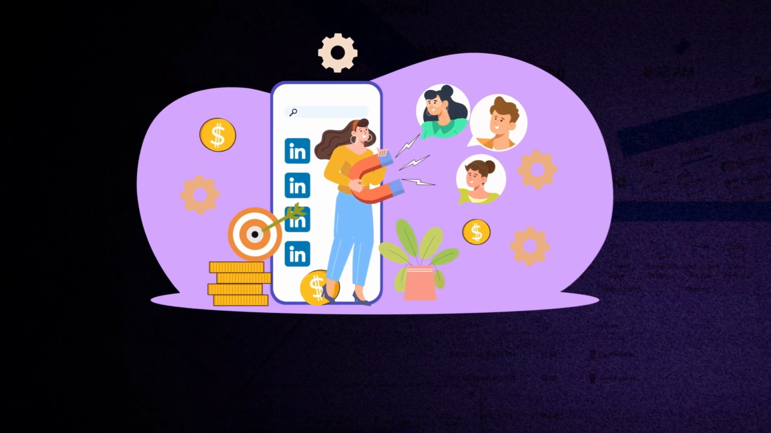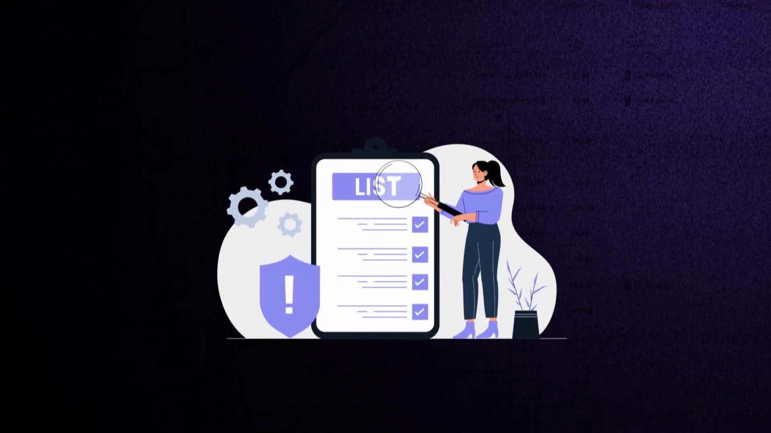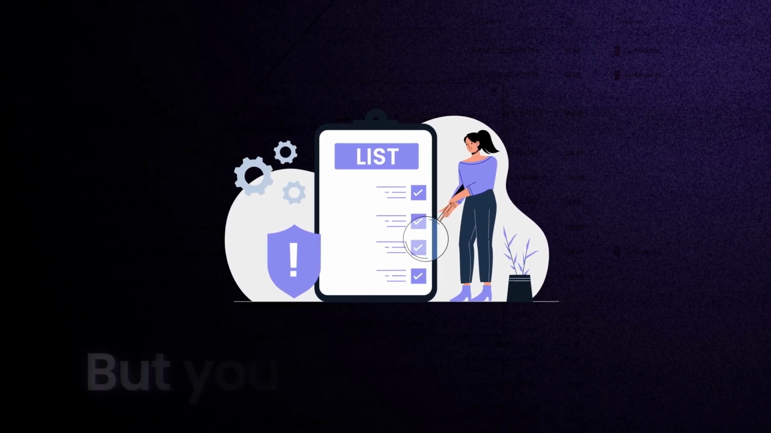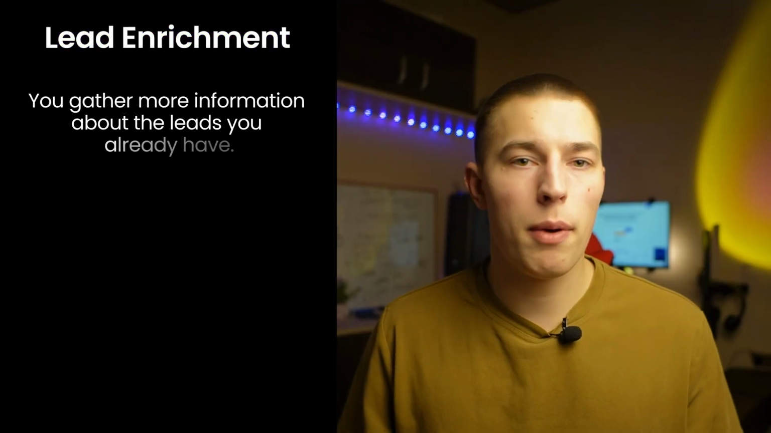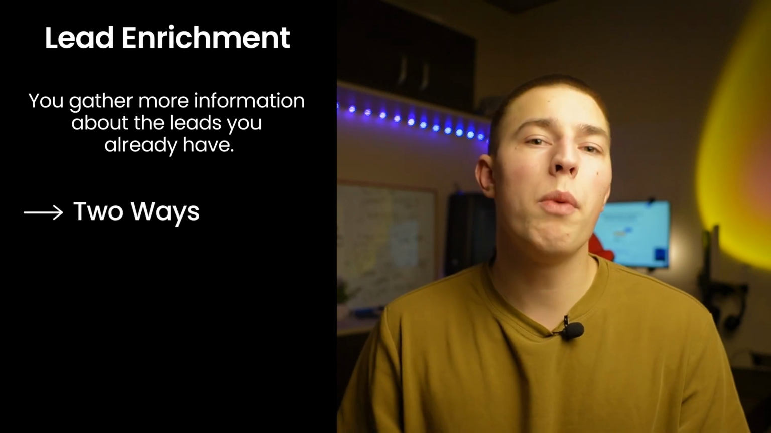Lead enrichment is the process of taking scraped or bought lead lists and adding missing information about the leads. Maybe you scraped a bunch of LinkedIn profiles of your ICP and now you need to get their emails. Or maybe you bought a huge list of leads, you have their emails, their LinkedIn, information about the company, but you want to cold call as a follow-up, so you need their phone number. Basically, with lead enrichment, you gather more information about the leads you already have, and enriching leads is easier than you think. There are two ways to enrich leads.